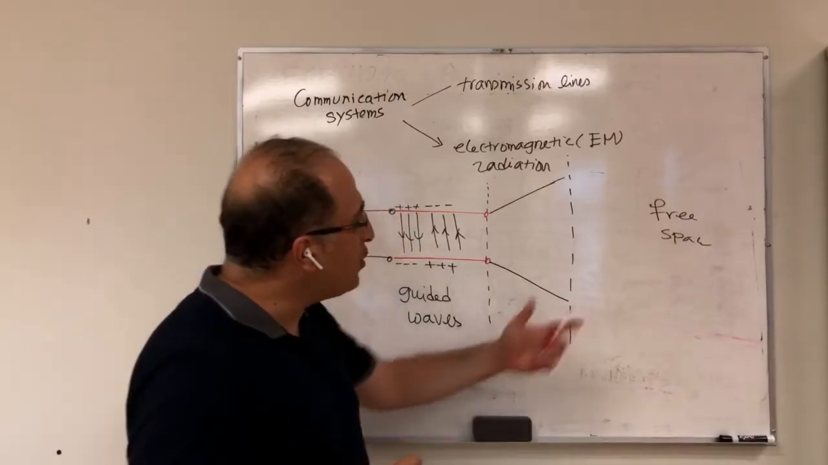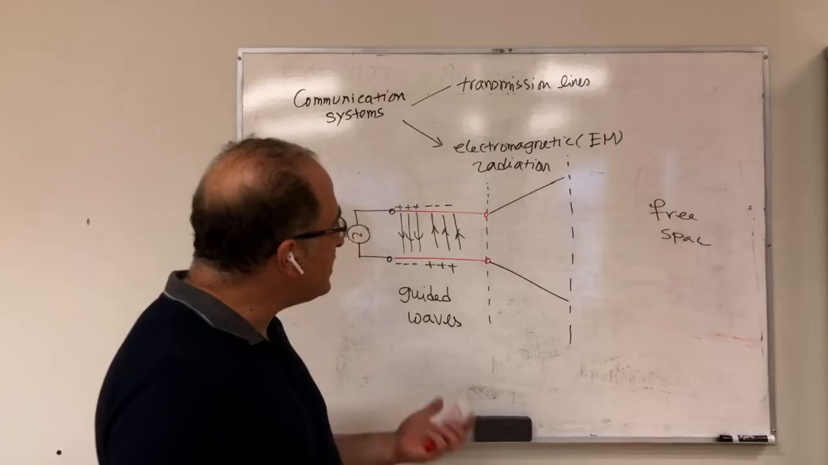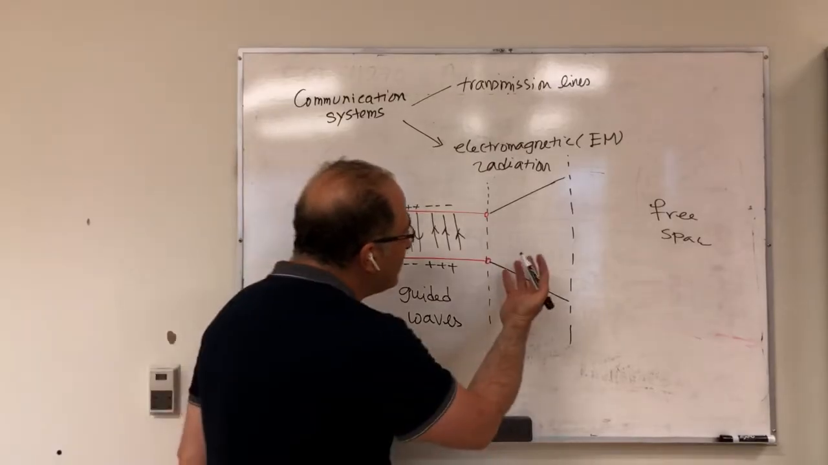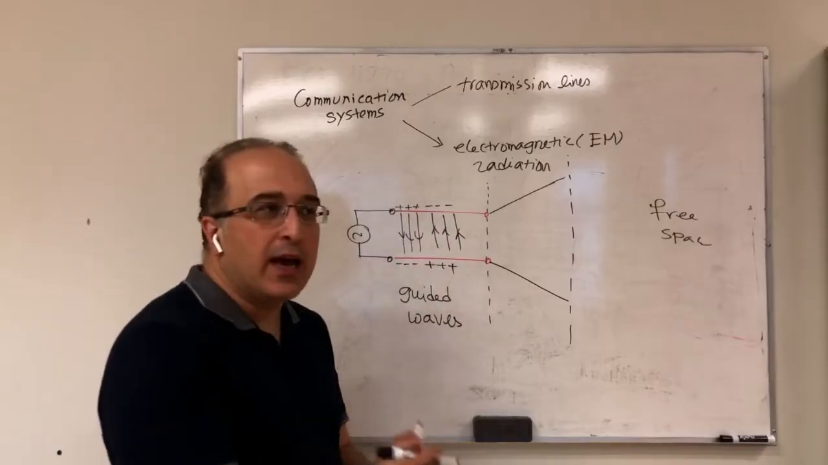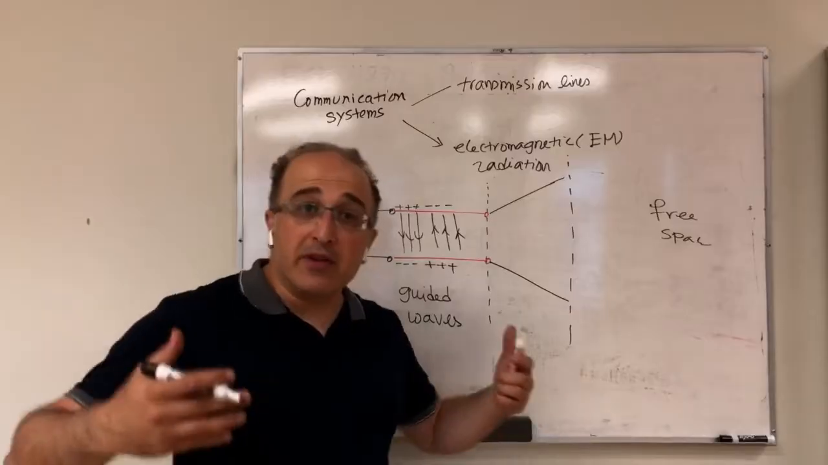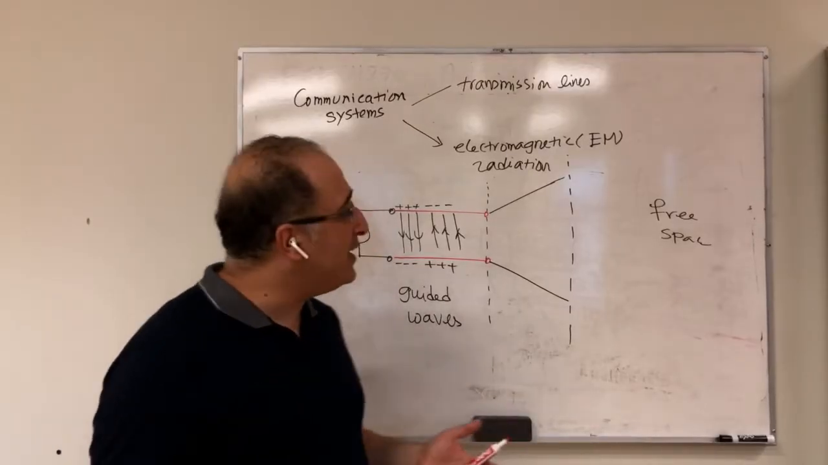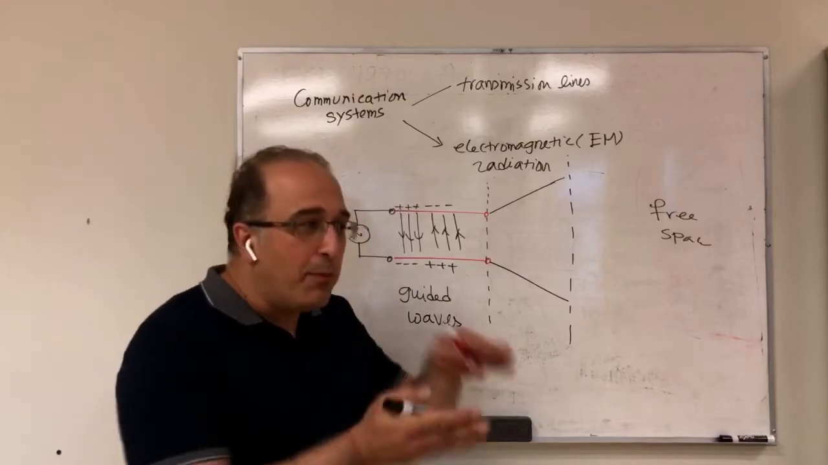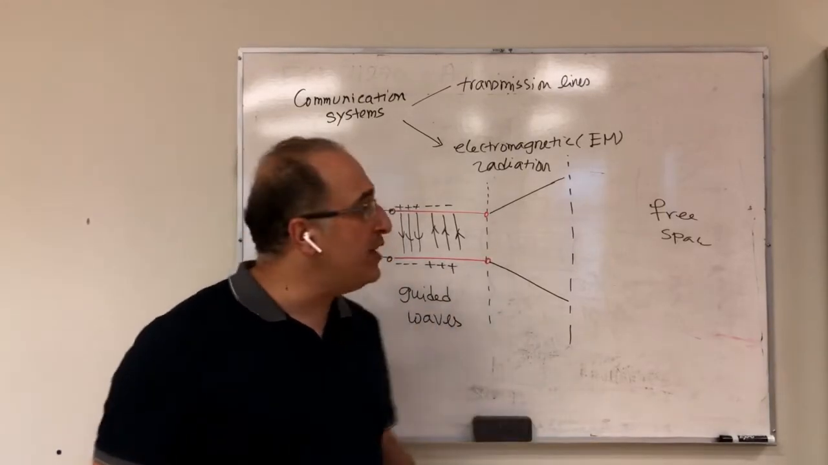Now, what about on this side? On this side it is different. The antenna gets our guided waves and transforms them into free space waves, transforms them into radiation. When it comes to radiation, these are not bound by conductors. They're in free space. That's why I refer to them as free space waves.